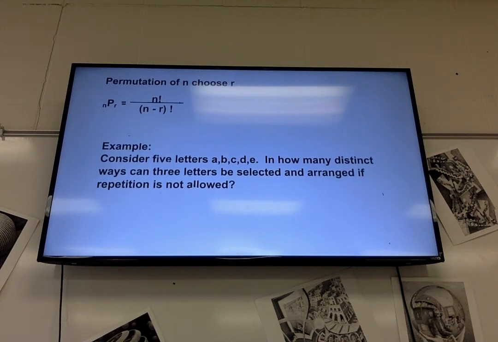Okay, permutation of N choose R. So it looks like this. It's got a little N in front of the P, a little R after it. And the formula looks like this. That's very important.